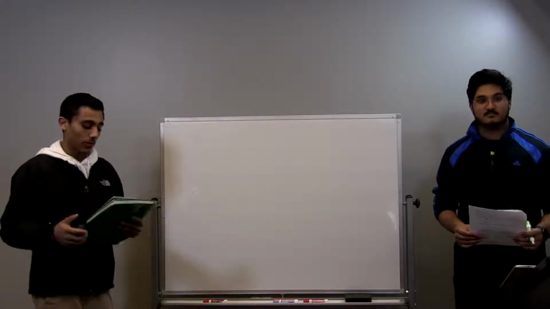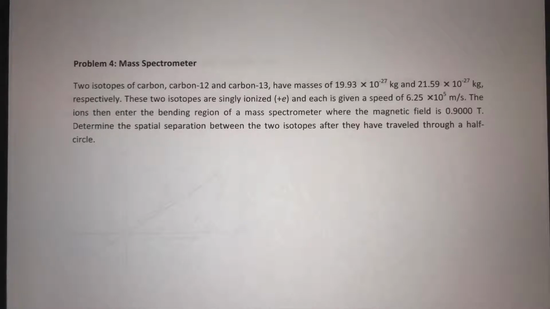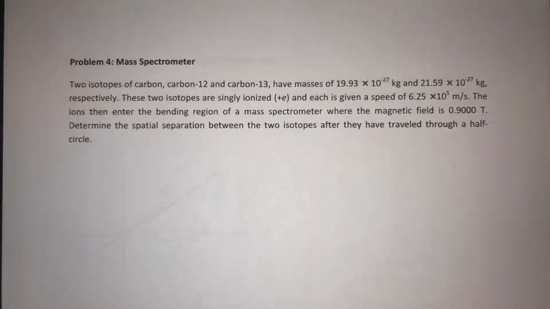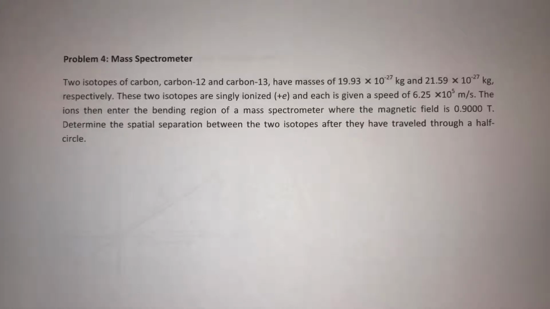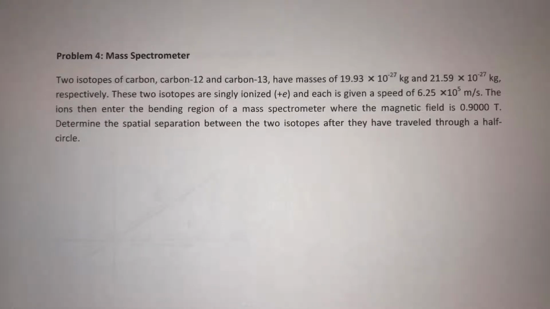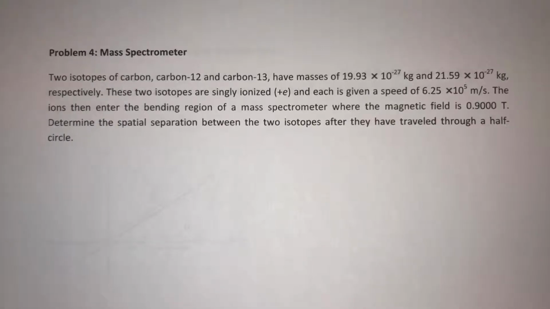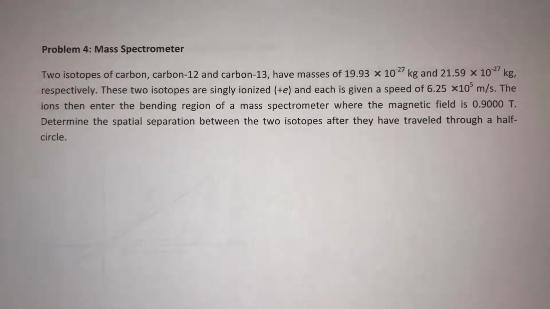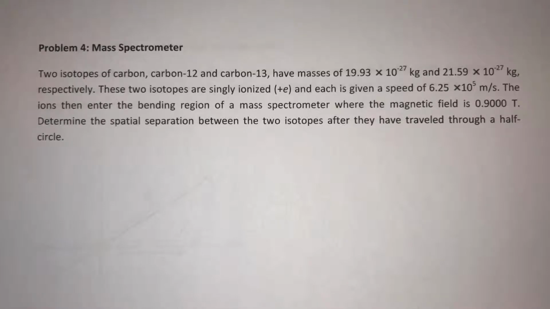I'm just going to read off the question word for word as it is. Two isotopes of carbon, carbon-12 and carbon-13, have masses of 19.93 times 10 to the negative 27 kilograms and 21.59 times 10 to the negative 27 kilograms, respectively. These two isotopes are singly ionized, e+, which means it's a proton that we're working with, and each is given a speed of 6.25 times 10 to the 5th meters per second. The ions then enter the bending region of a mass spectrometer where the magnetic field is 0.9 Tesla. Determine the spatial separation between the two isotopes after they have traveled through a half-circle pathway.